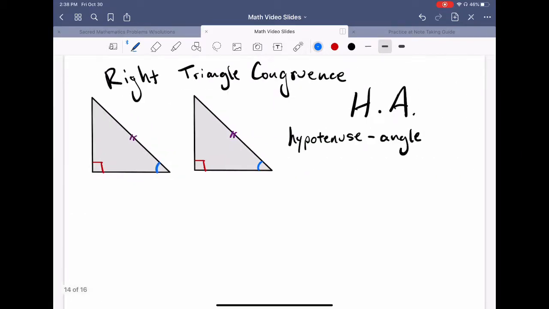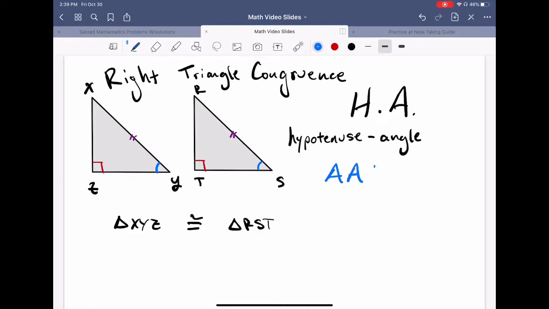Our last one is hypotenuse angle. So I have my two triangles. Oops, I forgot to label them, didn't I? XYZ and RST. They're two right triangles, triangle XYZ and triangle RST. And I have the acute angle labeled, the corresponding acute angles, and both hypotenuses labeled as congruent. That's all I need. It's hypotenuse, angle. These two triangles are congruent. This is a special case of, you guessed it, angle, side.